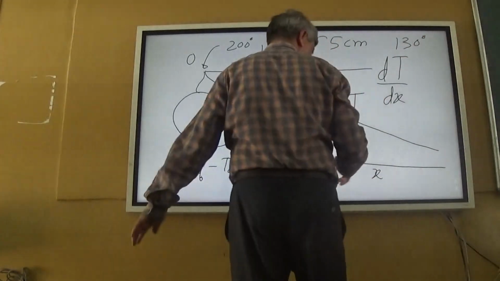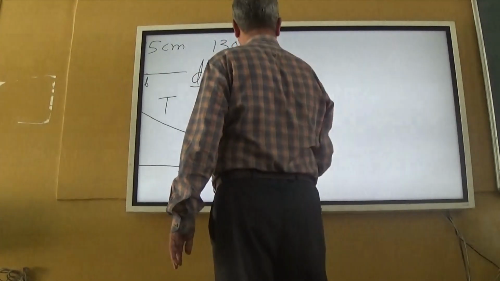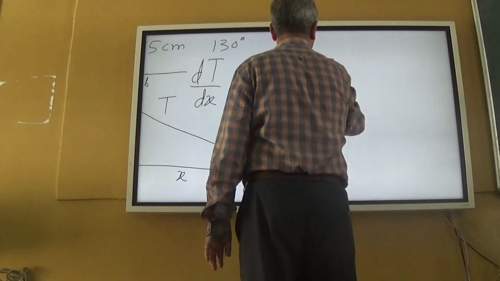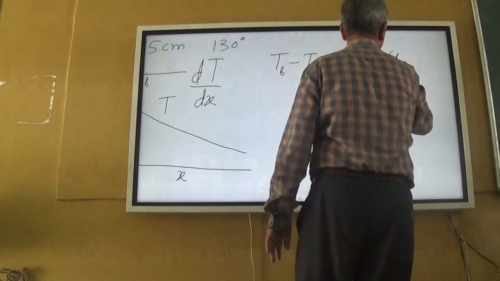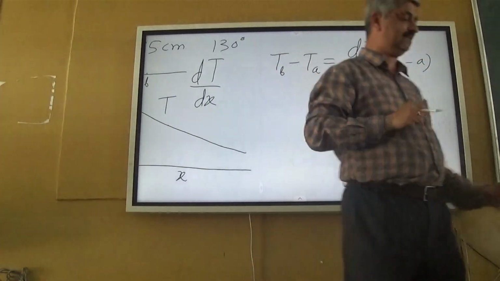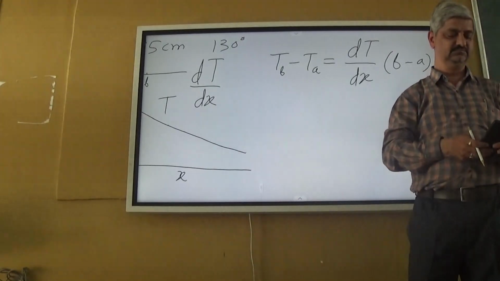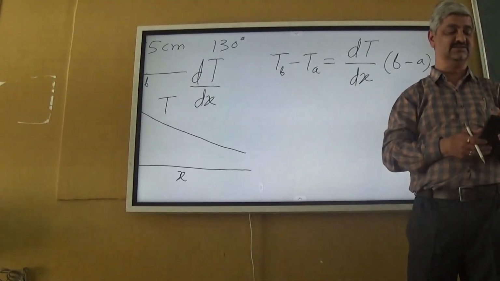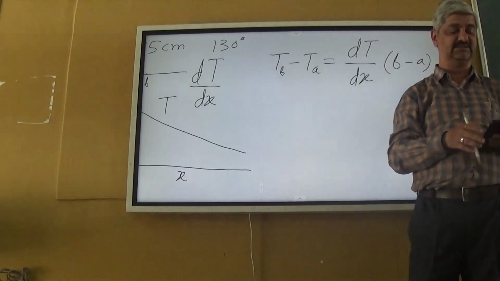So at least, even though the answer is not correct, the approach is right. Can you correct it now? TB minus TA is equal to, he says, dT by dx into B minus A. Is that what you want to say? So now you correct yourself. This is important. Otherwise all derivations you may be able to remember and reproduce in the exam, but that is not the purpose.